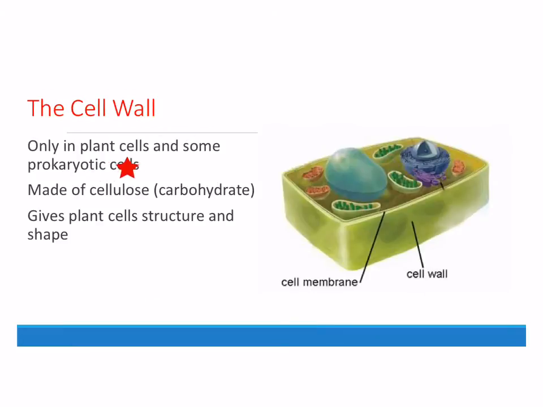Now, only plant cells have another structure around their outside, and this is called the cell wall. Surrounding plant cells, not animal cells, just plant cells, and some prokaryotic cells, you see the cell wall, which is made of cellulose, which is a carbohydrate. It's what we call fiber in our diet, and it gives plant cells their structure and shape. So when we look at plant cells, we see that they have a more regular shape. Maybe they're square or rectangular, whereas animal cells will not have that.